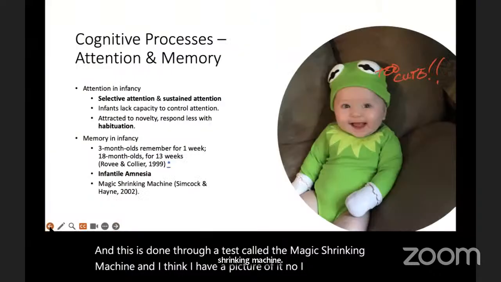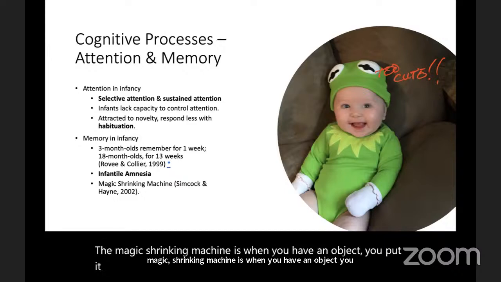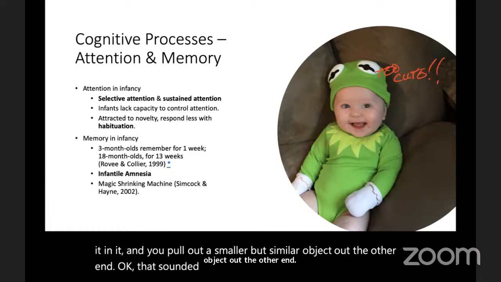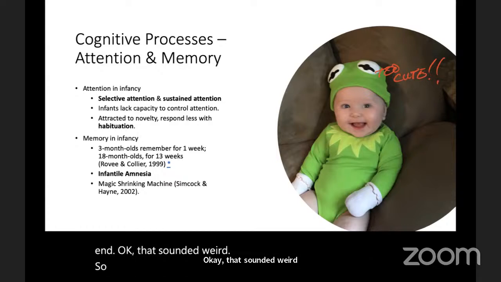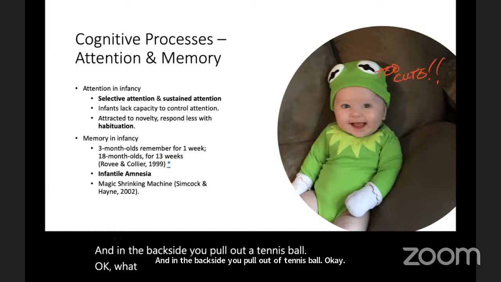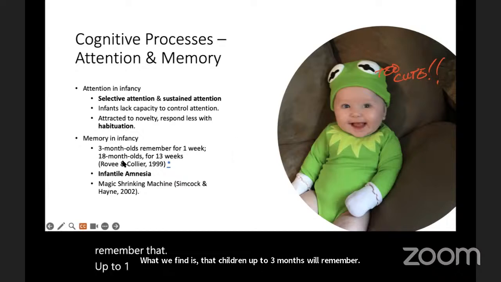The magic shrinking machine is when you have an object, you put it in it, and you pull out a smaller but similar object out the other end. So let's say you put a soccer ball in one side, and in the back side you pull out a tennis ball. What we find is that children up to 3 months will remember that up to 1 week. 18 months will remember that experience up to 13 weeks.